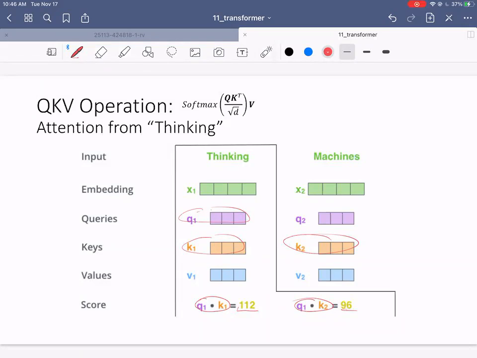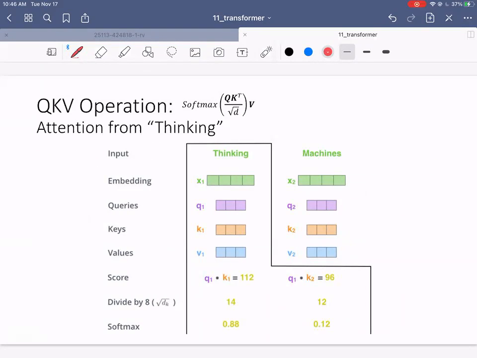Then you want to convert these scores into a probability distribution, because we want to do attention. You convert the score 112 to 0.88 and 96 to 0.12. In the intermediate stage, you divide the score by 8, which is the square root of dk, dk being the size of the key vector. This is somewhat arbitrary, because it could be the size of the Q or value vector, since usually they all have the same dimensionality. The value is 8 because in the original transformer paper, Q, K, and V are all 64-dimensional vectors, and the square root of 64 is 8. So you divide.